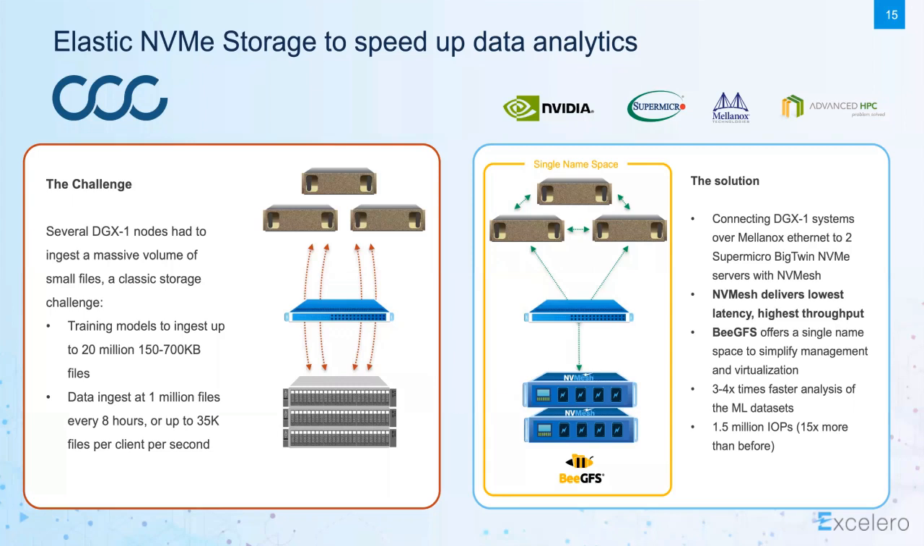Through working with Advanced HPC, we were able to deliver a solution with NVMesh powering a BeeGFS file system, providing an elastic pool of file storage with extreme NVMe performance to these servers, dramatically reducing their training times by 3 to 4x. This is really exciting for them. They're able to get a whole lot more work done. They're even looking at increasing the size of their data sets to increase the precision of their model training. So a very capable use case here.